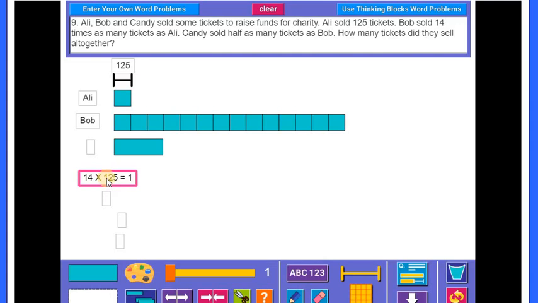I got 1750. What about Candy? Candy sold half. Half means, on 14 units, half of 14 is 7. So it's the same as 7 units, 1, 2, 3, 4, 5, 6, 7. Okay, something like this. So it's a half. This is Candy's model.